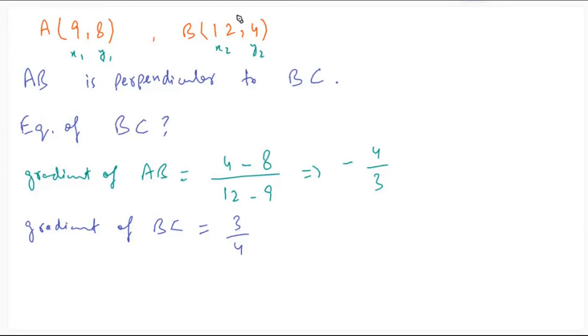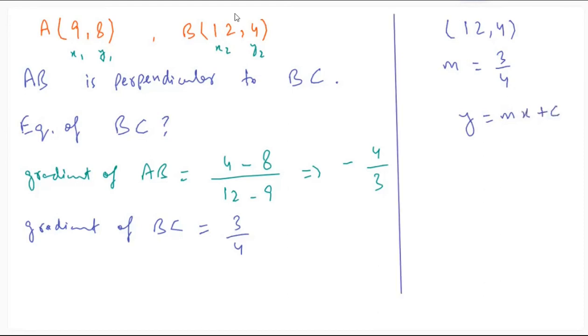So we found the gradient of AB. We found the gradient of BC using that by taking negative reciprocal. That's 3 over 4. And now we have a point. The point is 12 and 4. B point जो है वो BC के ऊपर भी lie करता है. We also have the gradient, 3 over 4. You can use these things to find the equation. So y equals mx plus c.